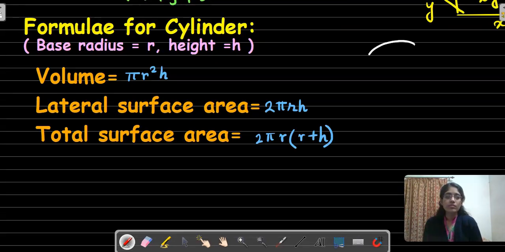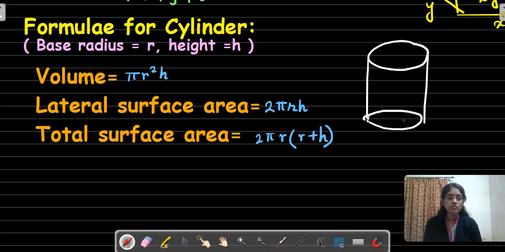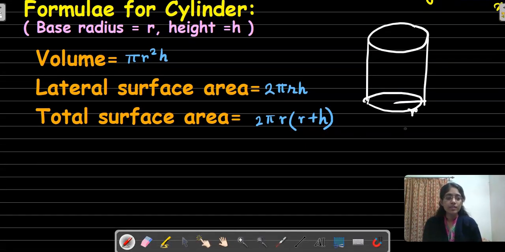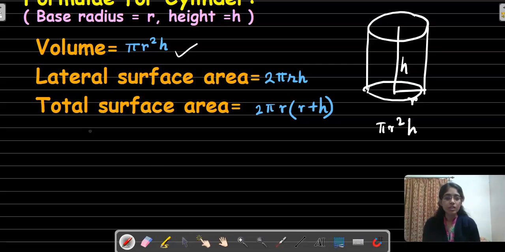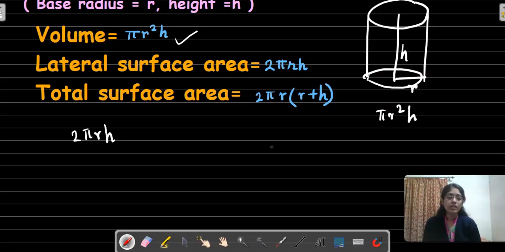Now let's see the formula for cylinder. Let me draw a cylinder. This base is a circle. Let the radius of this circle be r. Therefore its base area is pi r square and suppose the height is h. Therefore its volume is pi r square h. Now lateral surface area, that is base perimeter into height. So perimeter, that is circumference of the circle, is 2 pi r into height, that is h. Therefore lateral surface area is 2 pi r h.